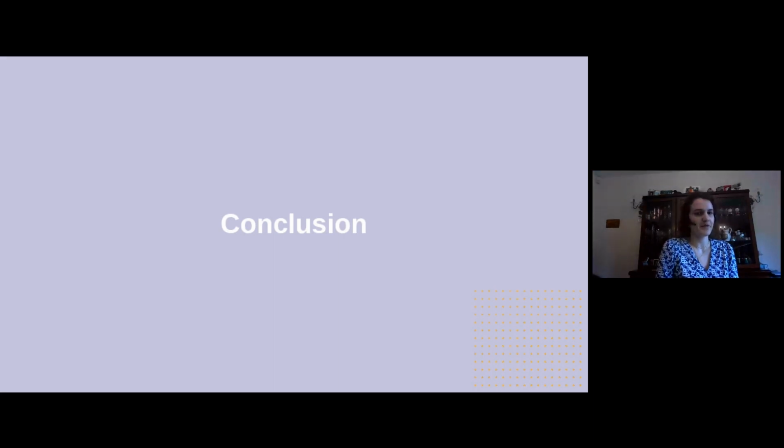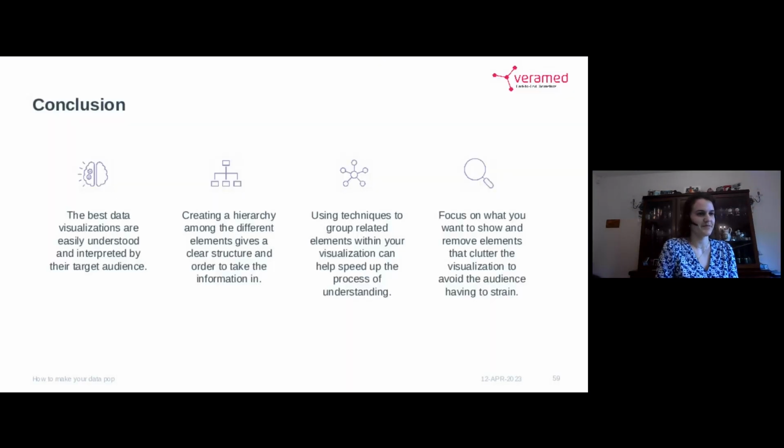So I'll summarize the key points from mine and Hugh's presentation. So first, the best visualizations are easily understood and interpreted by their target audience. And we've provided several helpful suggestions on how you can achieve this. The first is creating a hierarchy among the different elements to give a clear structure and order to take the information in. Second, use techniques to group related elements within your visualization to help speed up the process of understanding. And lastly, focus on what you want to show and remove elements that clutter the visualization to avoid distracting the audience from this, and preventing them from having to strain.